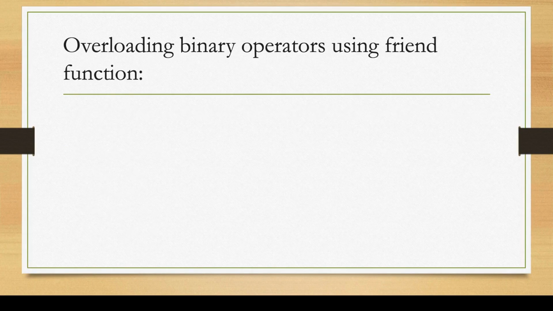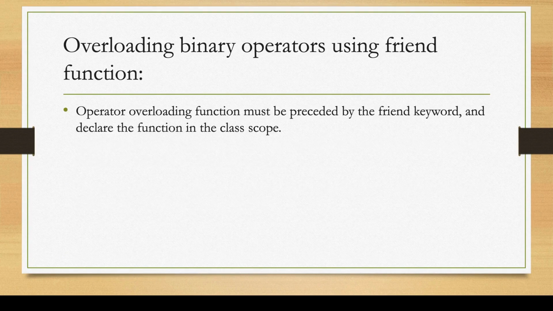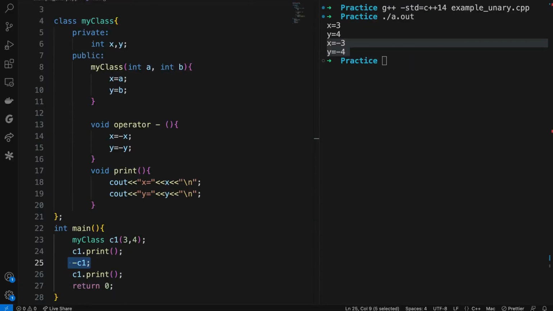Now let's take a look at overloading binary operators using friend functions. The operator overloading function must be preceded by the friend keyword, and we declare the function in the class scope. So if you are using a friend function and overloading any binary operators, then we must define it with the friend keyword and we must declare that in the class scope.